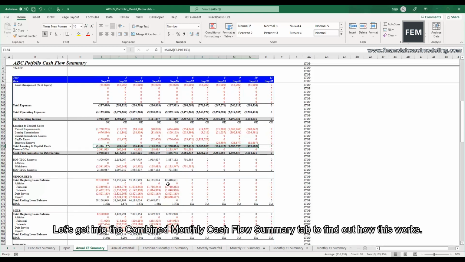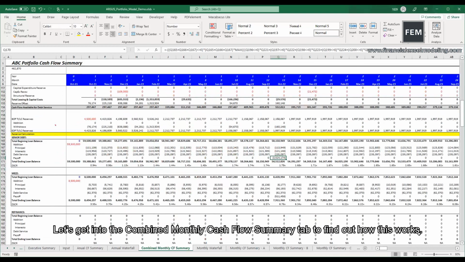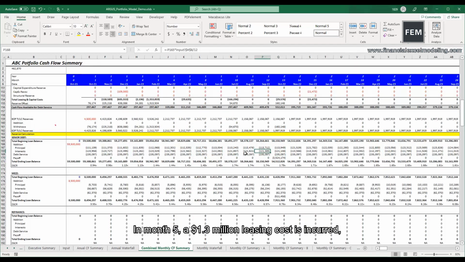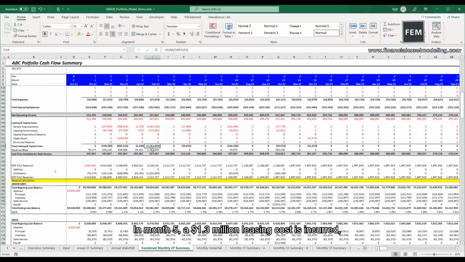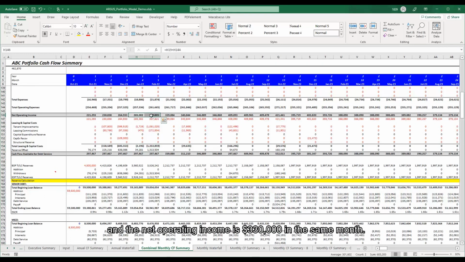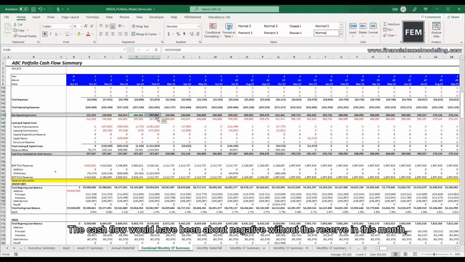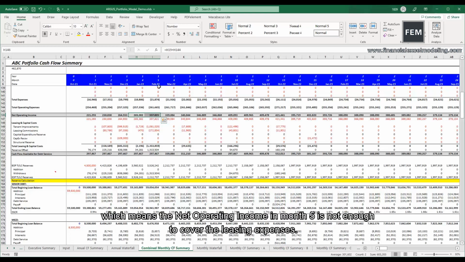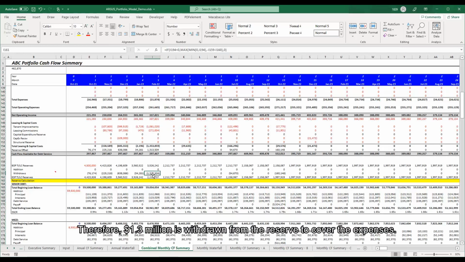Let's get into the combined monthly cash flow summary tab to find out how this works. In month 5, a $1.3 million leasing cost is incurred, and the net operating income is $330,000 in the same month. The cash flow would have been negative without a reserve in this month, which means the net operating income in month 5 is not enough to cover the leasing expenses. Therefore, $1.3 million is withdrawn from the reserve to cover the expenses.